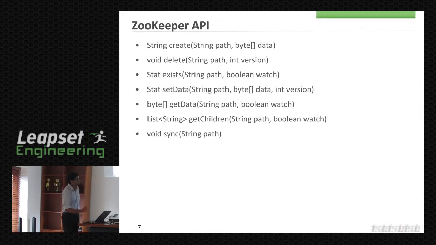And delete, given a path name, so the node will be deleted. And the third API checks whether this particular node exists or not. If it exists, the stat, which I talked about before, the stat object will be returned. If stat is null, that means that node is not available.